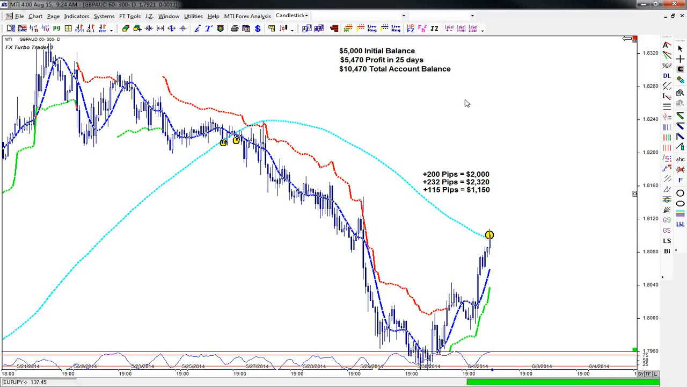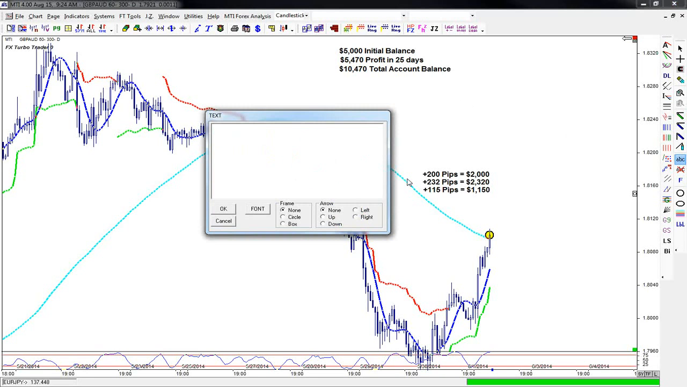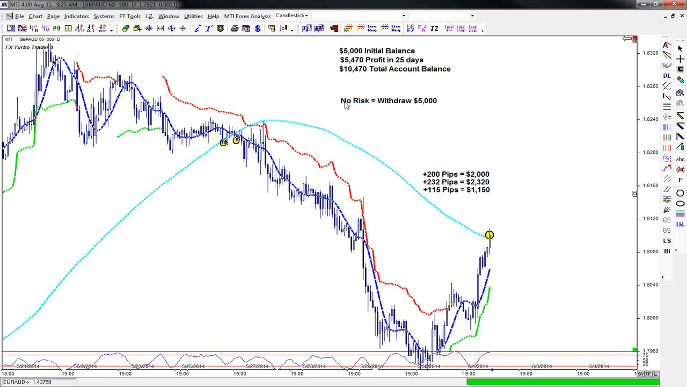Okay, we have about half here. So for those of you that are not aggressive, you are not a risk taker, what I advise you to do at the end of that 30 days is, I'm going to call you no risk takers, all right? I want you to withdraw 5,000 US dollars. Withdraw 5,000 out of your account, put it in your pocket, put it in the bank, whatever you want to do.